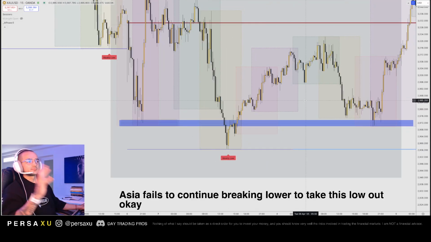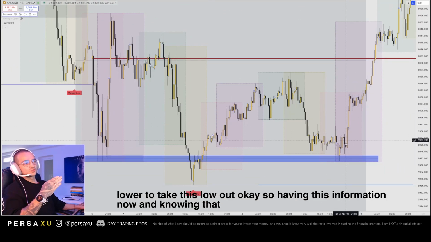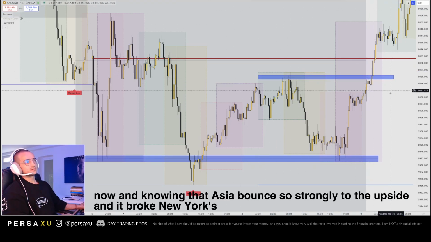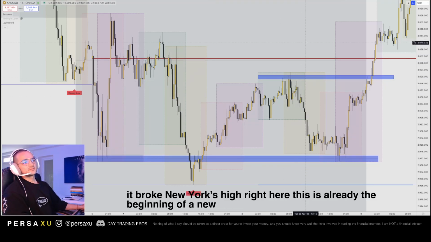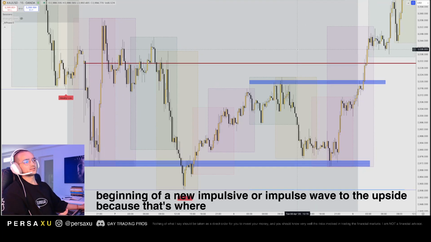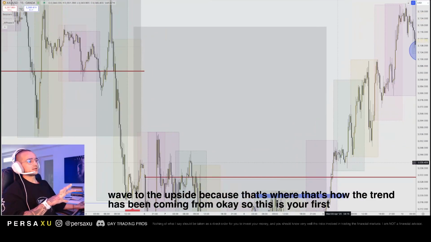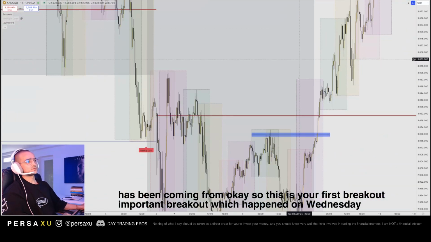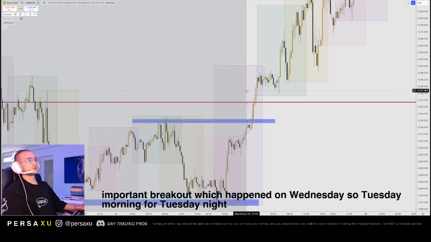Okay, so having this information now and knowing that Asia bounced so strongly to the upside and it broke New York's high right here, this is already the beginning of a new impulse wave to the upside, because that's how the trend has been coming from. Okay, so this is your first important breakout, which happened on Wednesday. So Tuesday morning, Tuesday night into Wednesday morning.